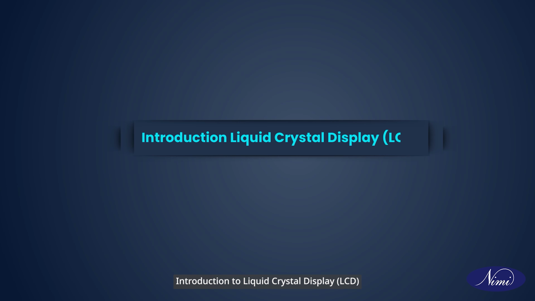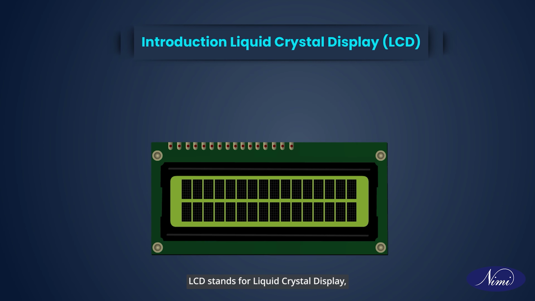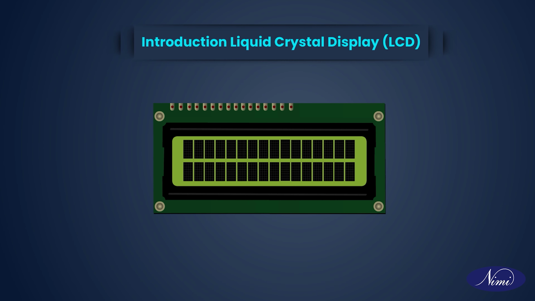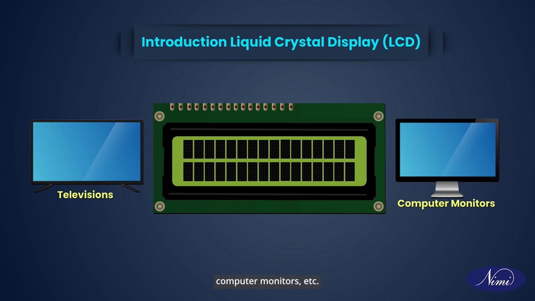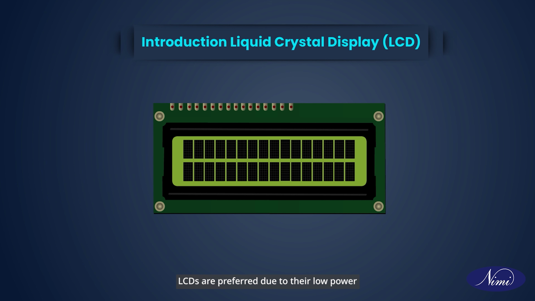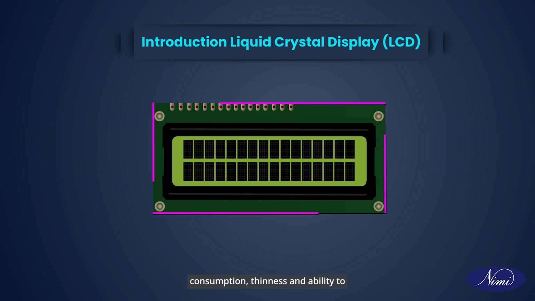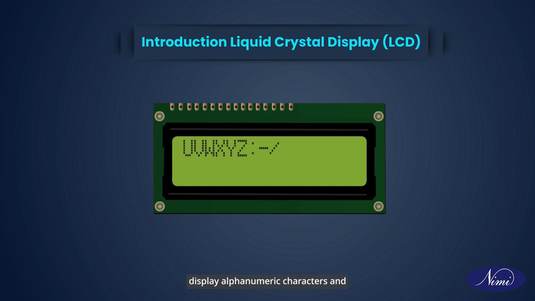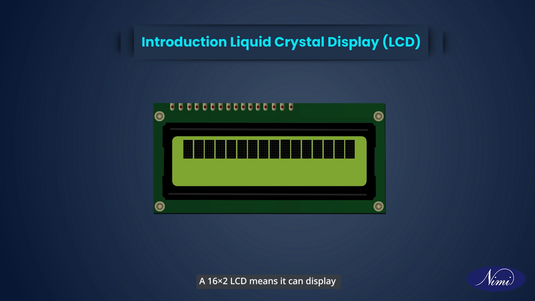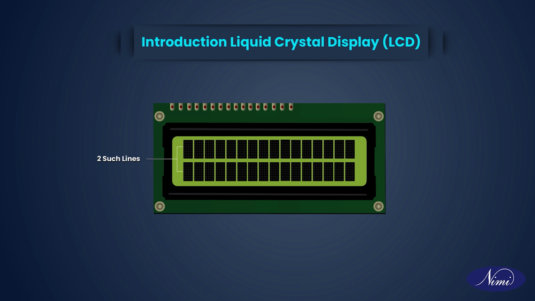Introduction to Liquid Crystal Display or LCD. LCD stands for Liquid Crystal Display, a flat panel display technology commonly used in electronic devices such as televisions, computer monitors, etc. LCDs are preferred due to their low power consumption, thinness, and ability to display alphanumeric characters and graphics. A 16 by 2 LCD means it can display 16 characters per line, and there are two such lines. In this LCD, each character is displayed in a 5 by 7 pixel matrix.